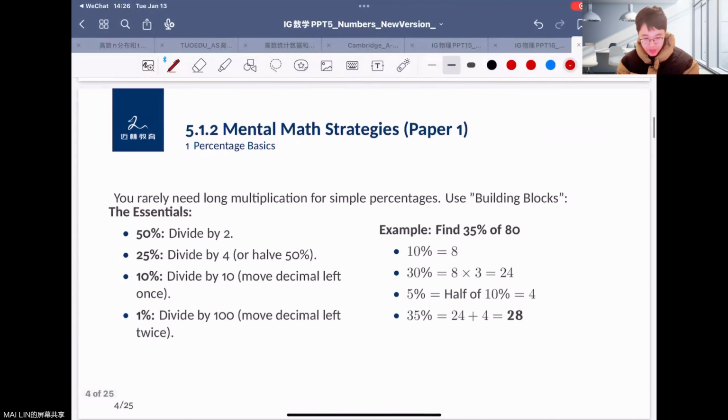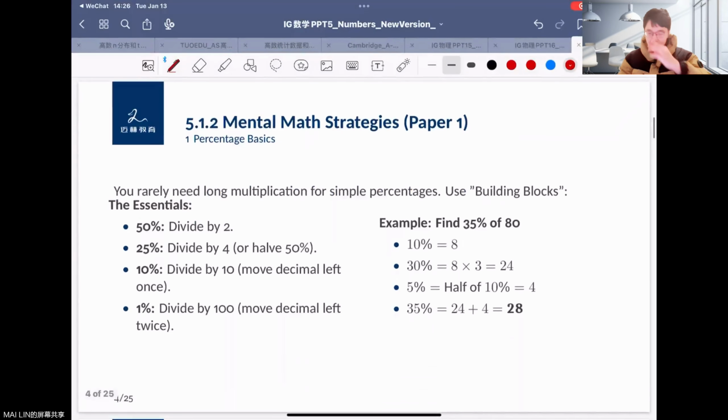Here are some mental mathematics strategies. 50% means a half, which also means a number divided by 2. 25% we can consider as divided by 4, or half of 50%. 10% means divided by 10, and 1% means divided by 100.